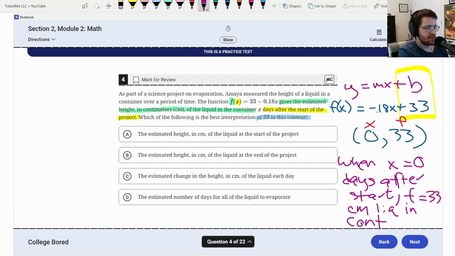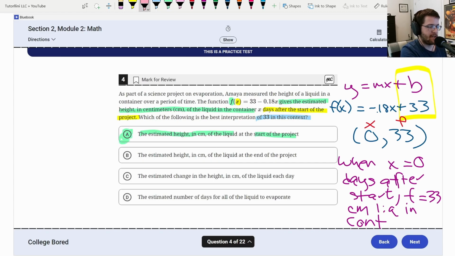Now we're going to look at the answer choices, see which one sounds like that. We said x equals 0 is very similar to start of the project. That sounds good. And then it says the estimated height in centimeters of the liquid. That sounds really good. I believe the answer is A. Let's look at why some of the other answer choices are wrong.